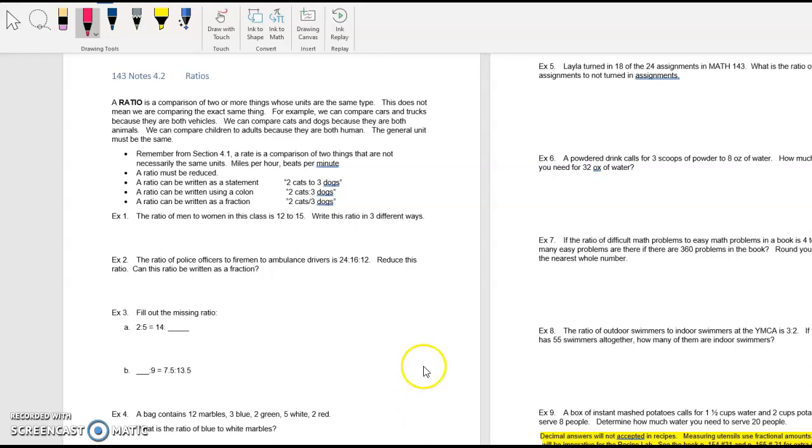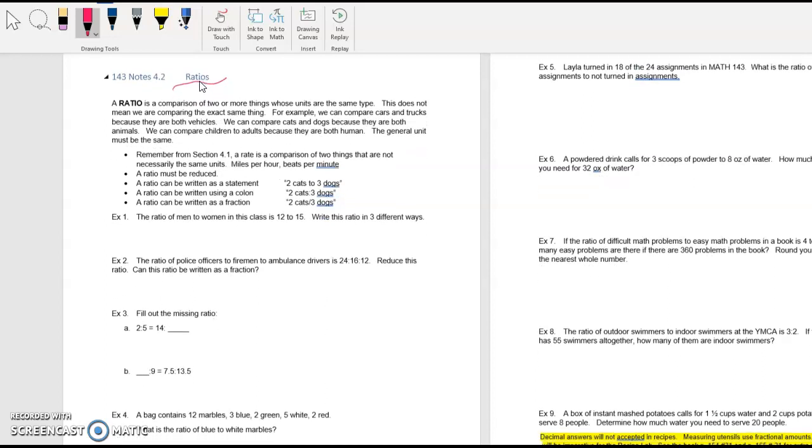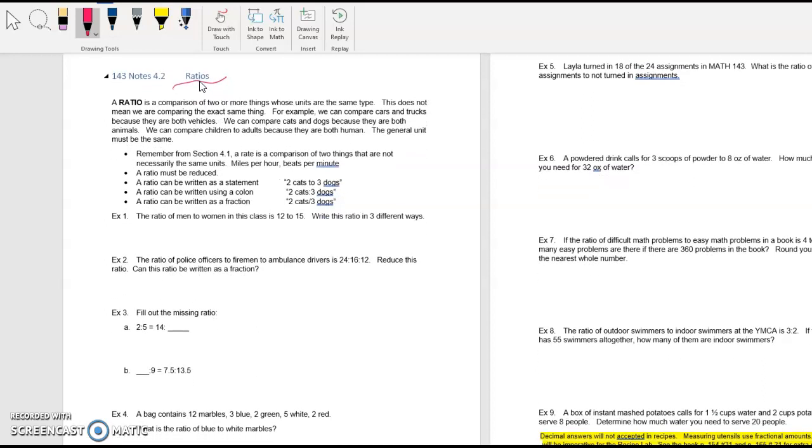Okay, today we're starting a new section. This is section 4.2, and the topic is ratios. So ratios are a little bit different than what we did last week. A ratio is a comparison of two or more things whose units are the same type.